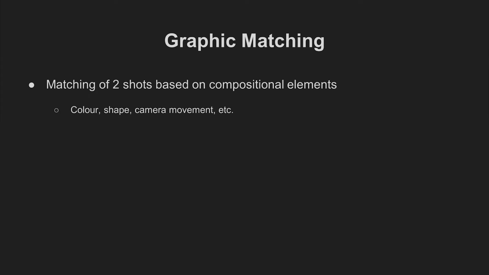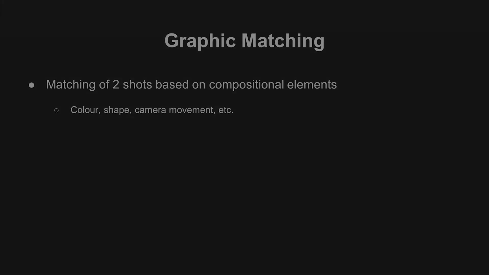This can be done in the fashion of a POV shot, although it is not always necessary. The last of the continuity edits is a technique called graphic matching. It is when a pair of sequential shots match via compositional elements, such as color, shape, or movement.